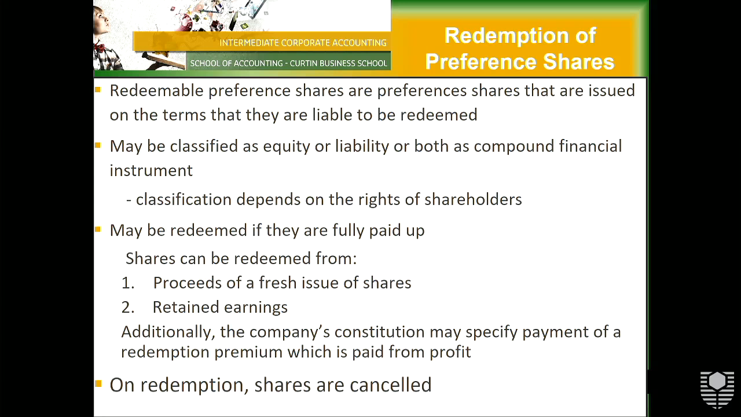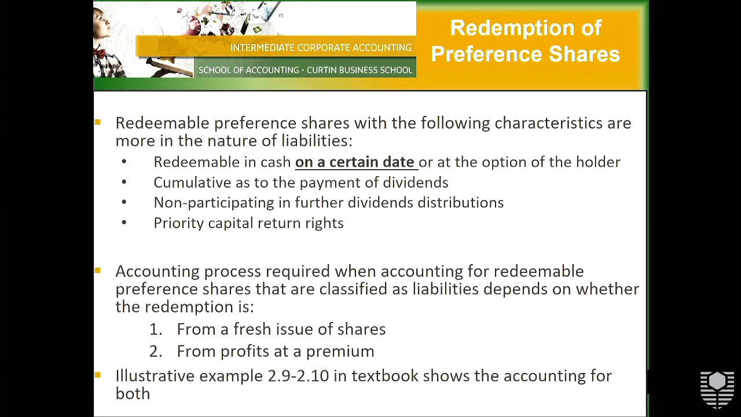Sometimes there could be a premium that you pay on redemption as well, right? So if and when you redeem, you might have to pay an extra 1%, 2%, 5% or something like that. In your constitution, you might already have it laid out. If you have a set date and you do it before that date, you might have to pay a premium. If it's set out like that, it's pretty obvious that it's a liability.